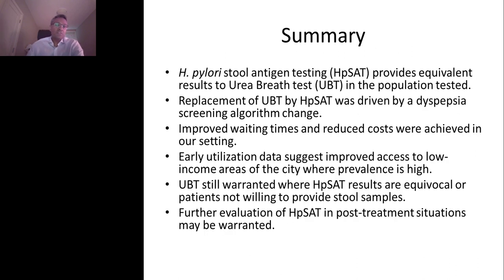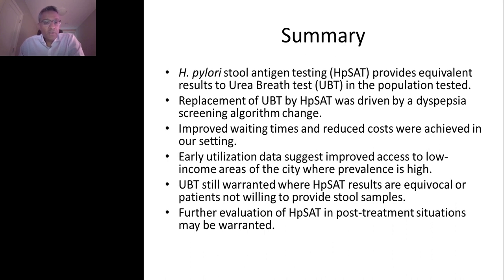So in summary, H. pylori stool antigen testing provides, in our setting, equivalent results to the urea breath test in our population tested. And the replacement of the urea breath test by the stool antigen test as the primary screening modality was driven essentially by our switch in the algorithm and our need to improve wait times and reduce costs. And these were achieved in our setting.